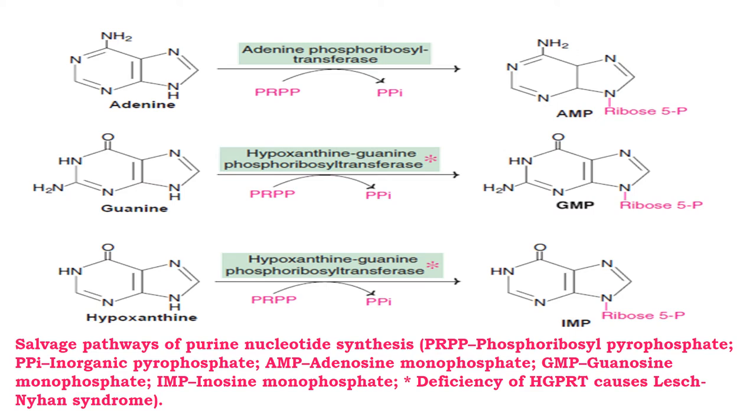So the salvage pathway of purine nucleotide synthesis is with the help of PRPP, phosphoribosyl pyrophosphate. So PRPP is involved in all the cases where adenine and PRPP are combined to give AMP, and guanine and PRPP are combined to give GMP. Hypoxanthine and PRPP can be combined to give IMP.